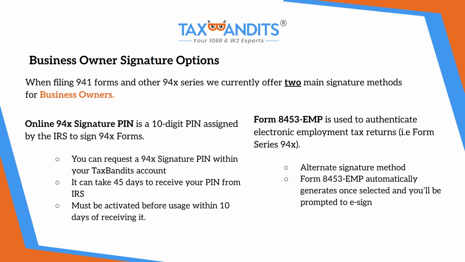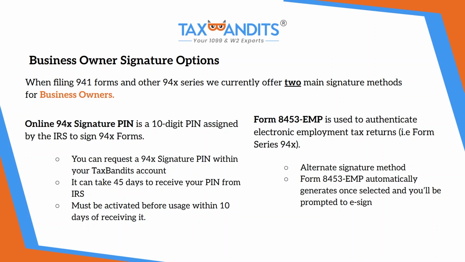When filing 941 forms and other 94X series, we currently offer two main signature methods for our business owners. First one is the 94X online signature PIN. The online signature PIN is a 10-digit PIN assigned by the IRS to sign 94X forms. You can request a 94X signature PIN within your TaxBandits account. It takes 45 days to receive your PIN, and it must be activated before usage within 10 days of receiving it. And you must return a statement acknowledging that you received your PIN to the IRS.